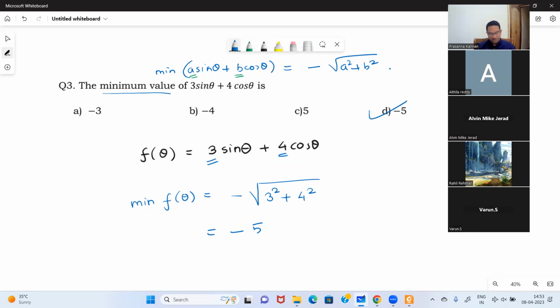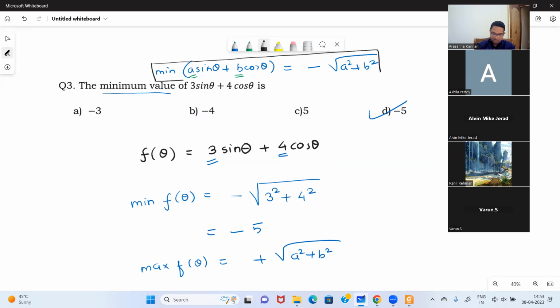Suppose maximum value is asked. Then it is plus root of a square plus b square. Got it, guys? So in that case, the answer would have been plus 5. Are you clear? We will save a lot of time in this question by knowing this result.